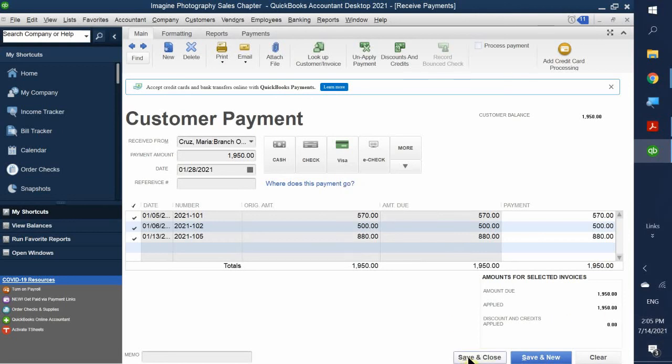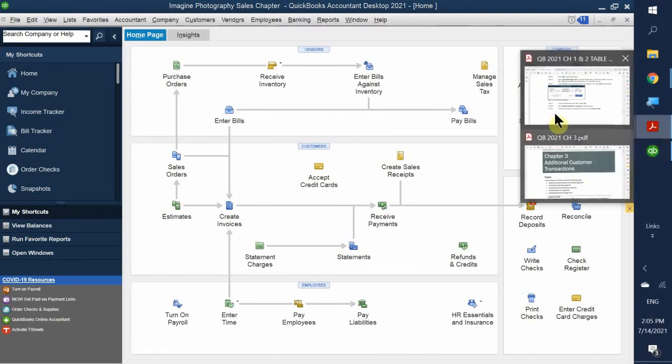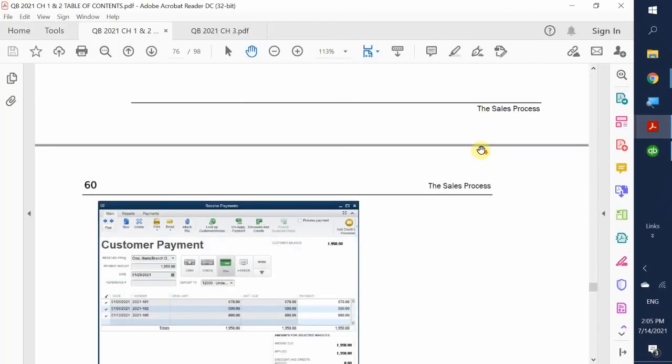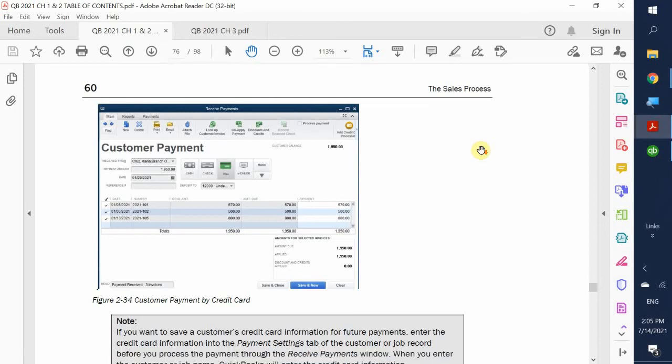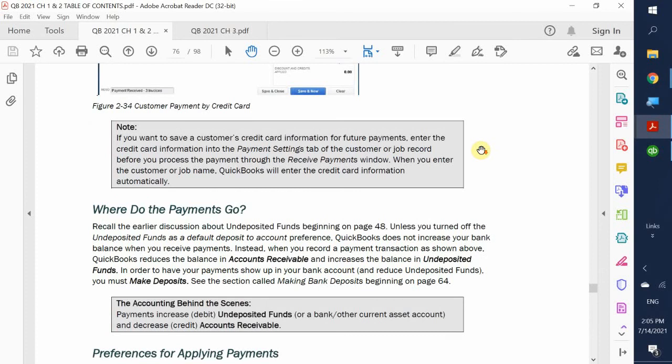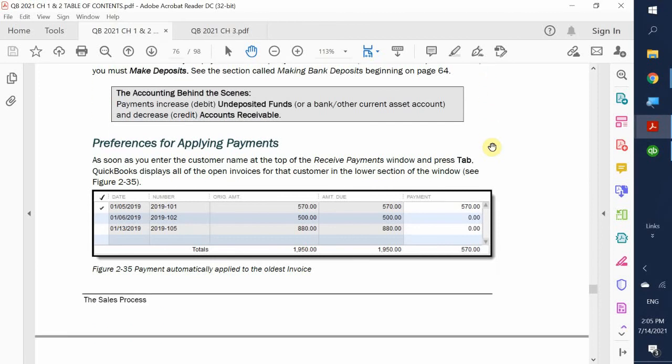So once again, now that I have that, I'm going to go ahead and click Save and Close, okay? All right, so next thing that we have here, so any questions in regards to receiving a credit card payment? But also at the same time, we got to take a look at how a customer can choose to write a check to pay off all 3 bills. Okay? So once again, where do the payments go? Again, we all know where the payments go, right? It goes straight to our record deposit section, okay?